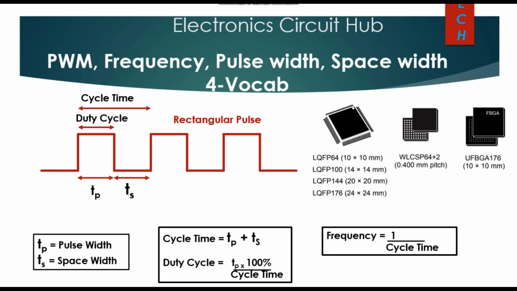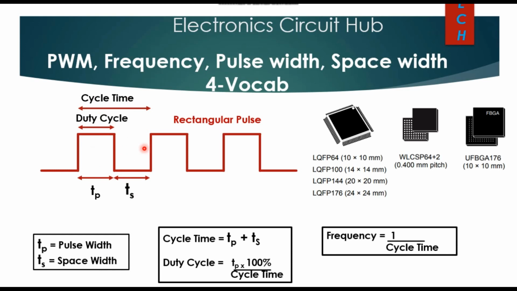Now this is the rectangular wave, and here is some TP. TP is called pulse width. This is TS, it is called space width. This is duty cycle and this is cycle time. A cycle time means you have on time and you have off time. Some people also call TP as on time and TS as off time.